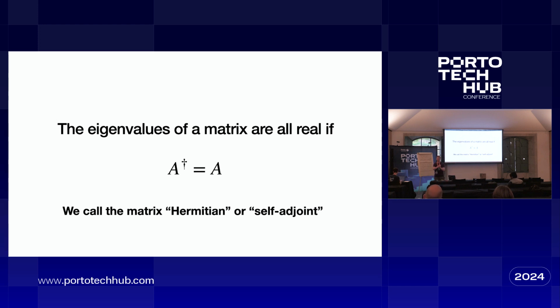Now, coming back to the question, which matrices represent observables in quantum mechanics? It is a mathematical fact that the eigenvalues of a matrix are all real if the conjugate transpose of the matrix gives you back the matrix. These kinds of matrices are called, anybody know? Called Hermitian. These are Hermitian matrices, right?